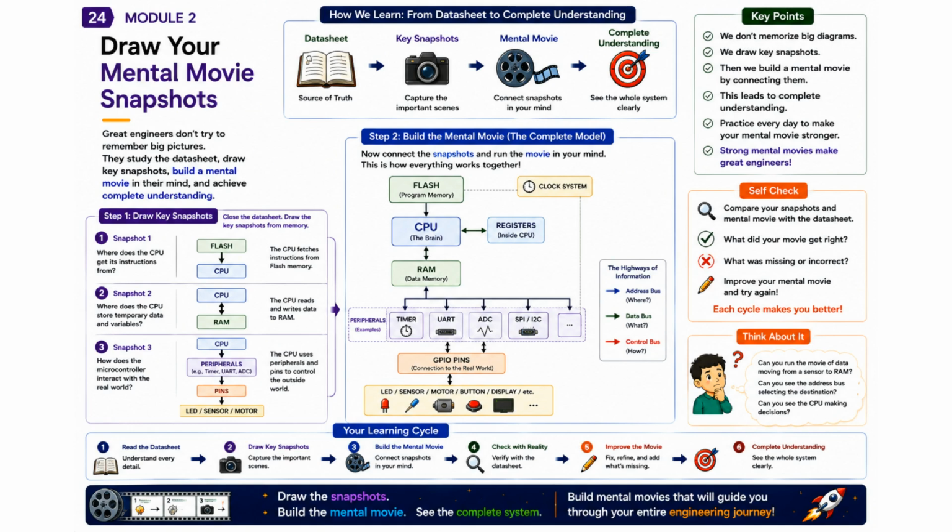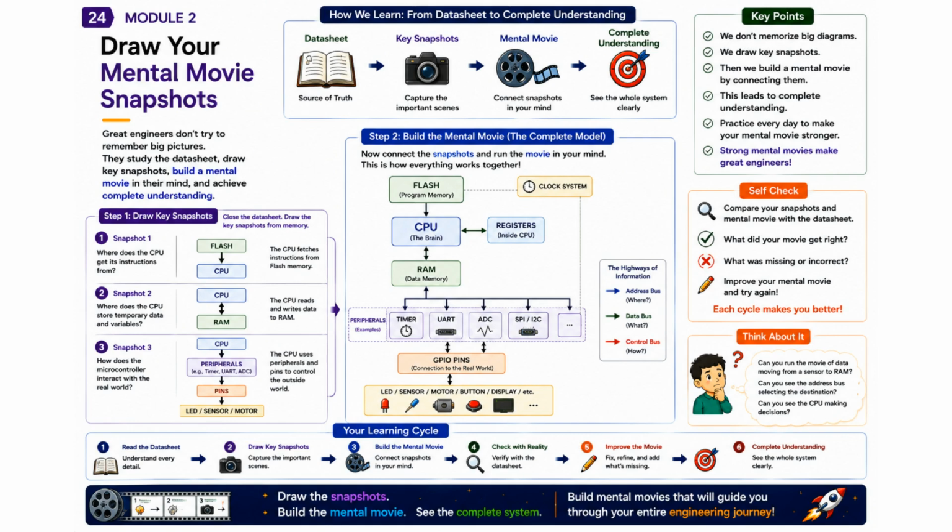Once we have these individual pictures, we can connect them together. The CPU fetches instructions from flash. It stores and processes data in RAM. It uses registers for extremely fast operations. It communicates with peripherals through the internal buses. And the GPIO pins connect everything to the real world. We are no longer looking at isolated parts. We are watching a complete movie.